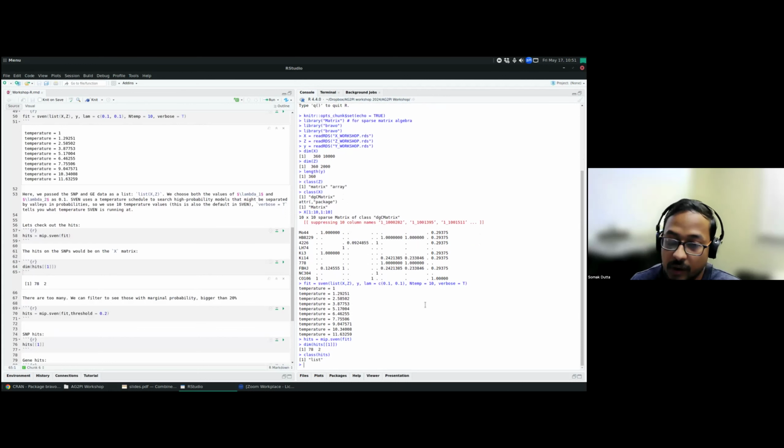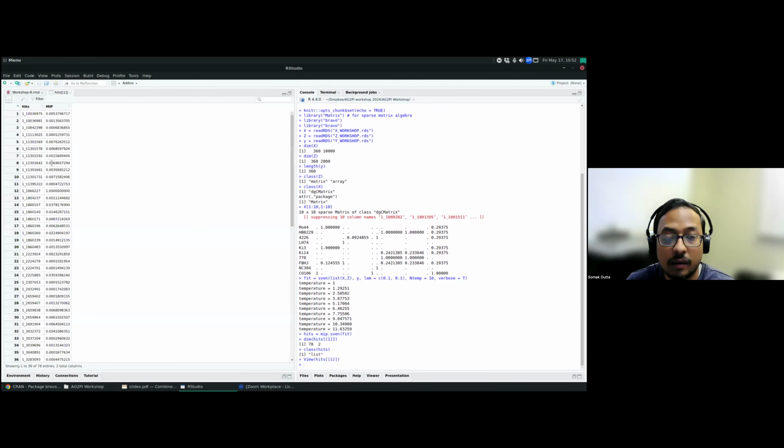In R's format, it's a list of 2 entries. The first one is the hits on the SNPs, and the second entry would be the hits on the genes. Now this says that there are close to 78 hits on the SNPs. Okay, that's quite a few. Let's see that. I didn't want to print it out in the entire document. So you see that these are the hits.